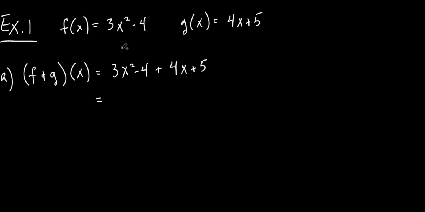Just add those up. Remember, you can only add like terms. 3x squared, there's no other x squared, so it stays 3x squared. Then there are regular x's, so it's just plus 4x. Add the regular numbers: negative 4 plus 5 is plus 1. And then there you go. That's how you do that.